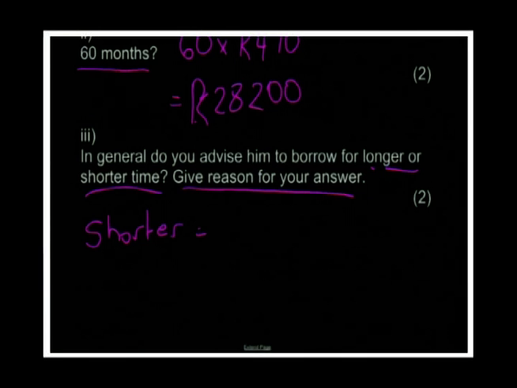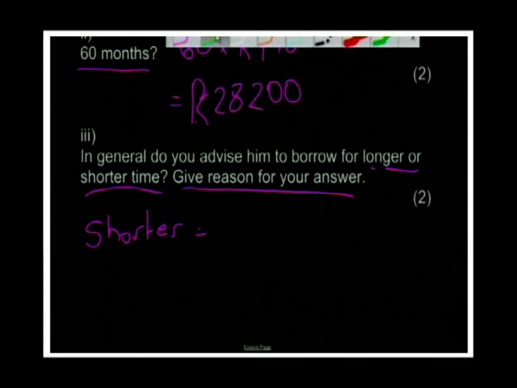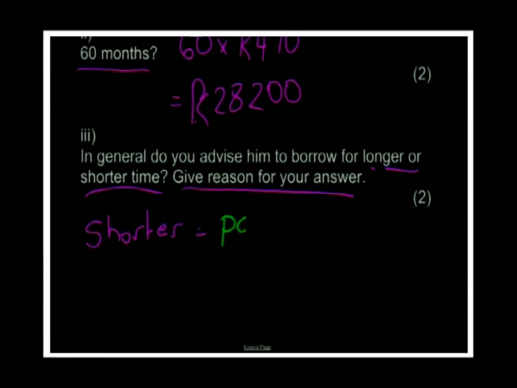And why do we want the shorter period? So let's give our reason, because we've got to give a reason for this. Shorter period because he has to pay back less. It's basically cheaper for him. He has to pay back less of an amount. So, and that's a valid answer.